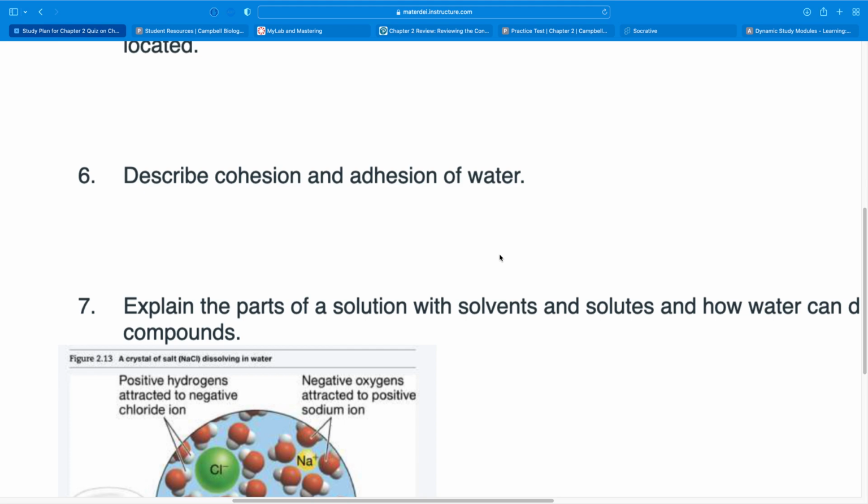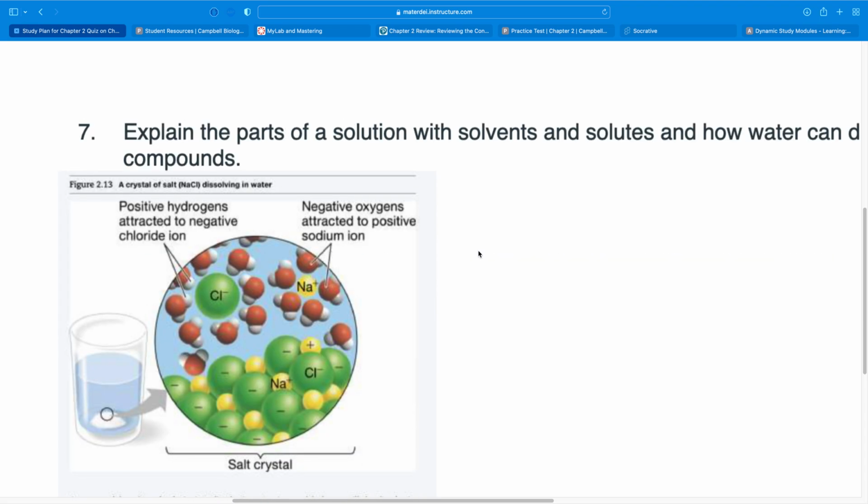Cohesion is when like molecules stick to themselves. Adhesion is when they stick to something else. Polar molecules will stick to another surface. Think of adhesive tape, enabling you to stick something to something else.